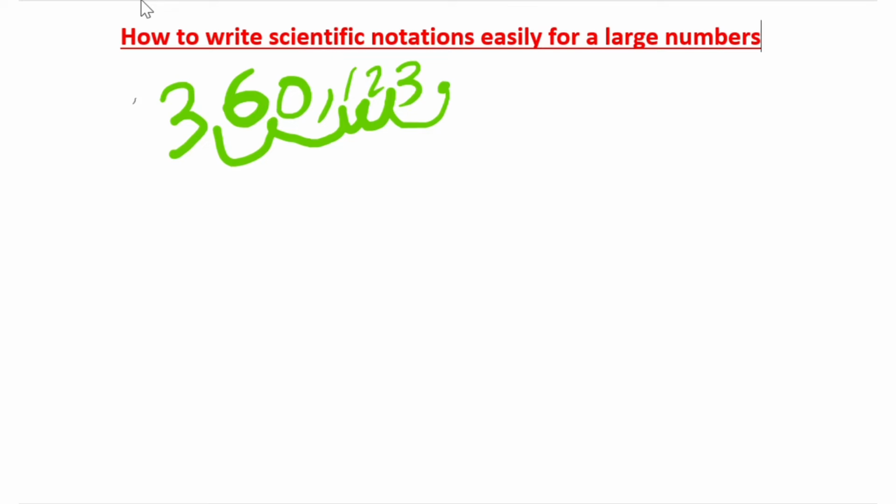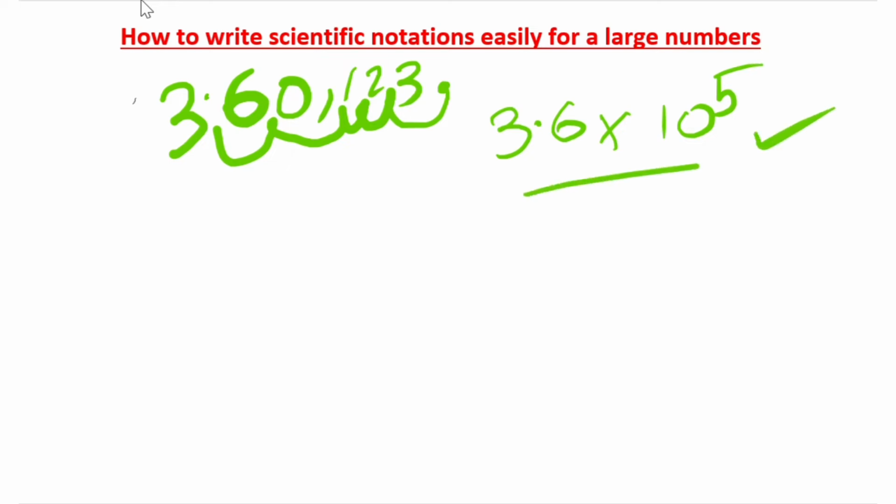So take the point here, 3.6. You need to write 3.6 into 10 power, and how many did you get? Decimal places: 5. So that is the answer, a simple solution: 3.6 into 10 power 5.